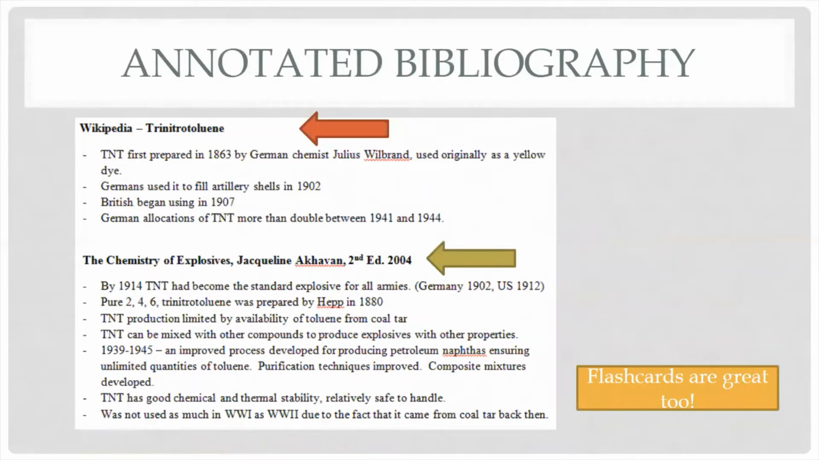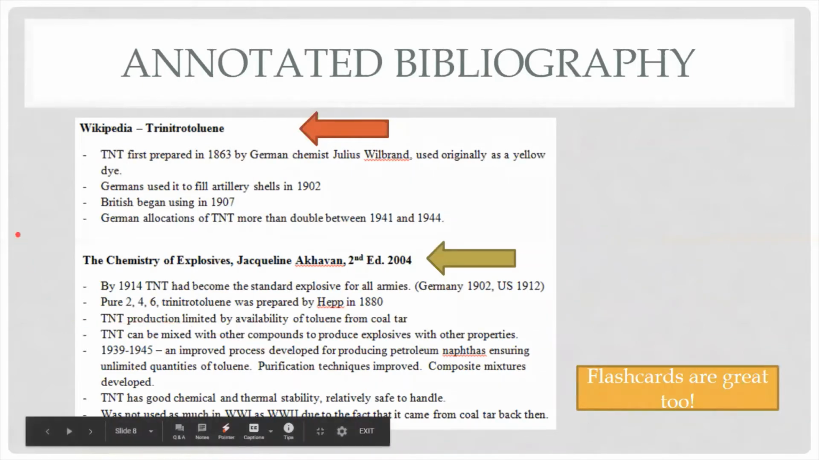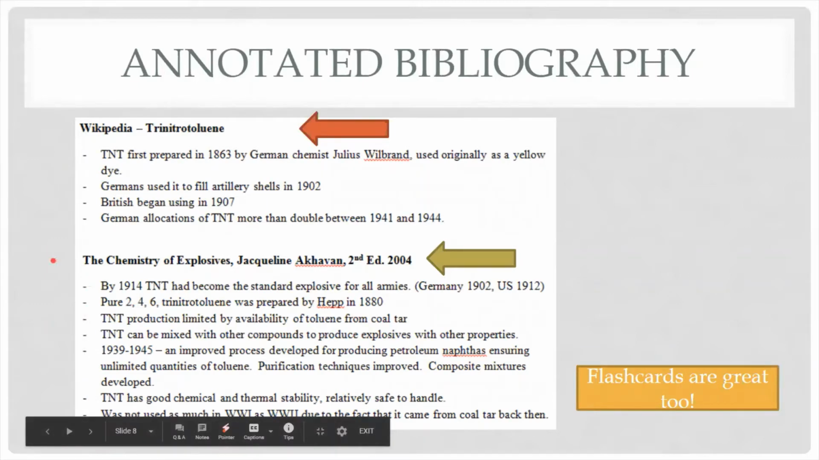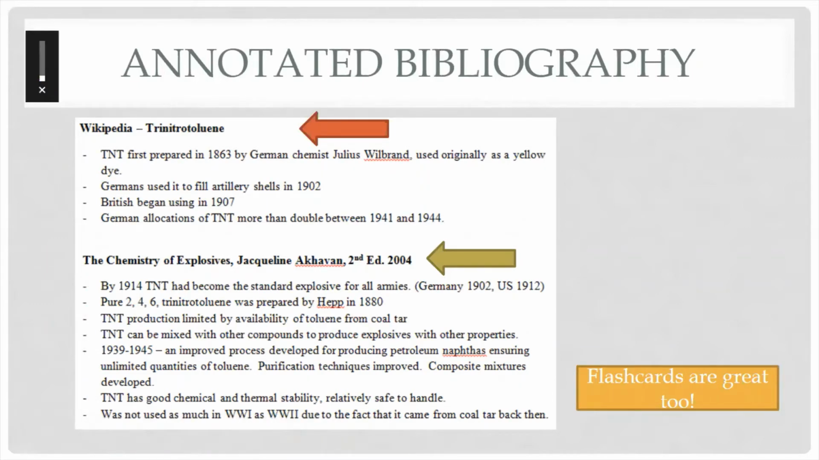Then another really helpful tool is an annotated bibliography. So here's an example of one. I was reading a Wikipedia article on trinitrotoluene, jotted down just a couple of notes, things that I thought were interesting from that article, and then read this book, The Chemistry of Explosives, and again was able to pull out a couple of relevant things for the research I was doing.